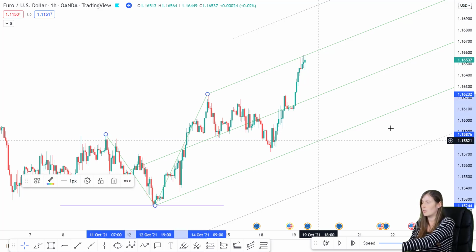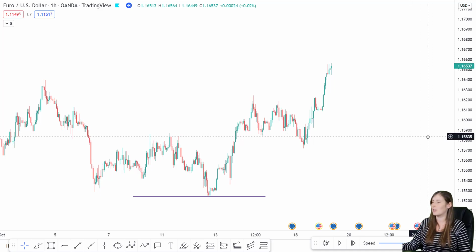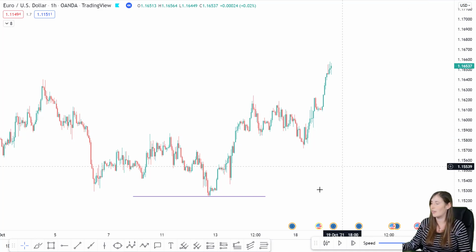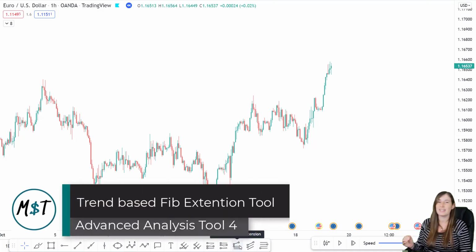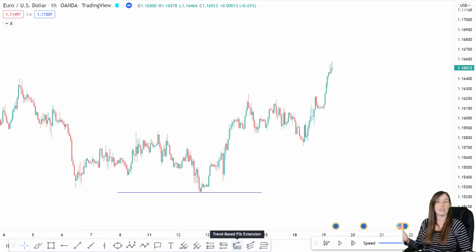So I'm just going to remove the fork now, and I'm going to move on to the fourth tool to share with you. And that's one of my favorite tools I like to use, and a lot of you have been asking after it, so hopefully this will clarify that tool for you now. And that is the trend-based fib extension tool. Now the way that I like to use this trend-based fib extension tool, as you can tell, it's another trend-based tool. The fibs usually are.